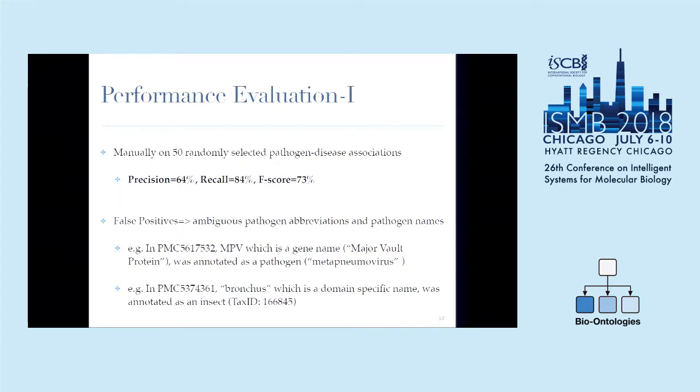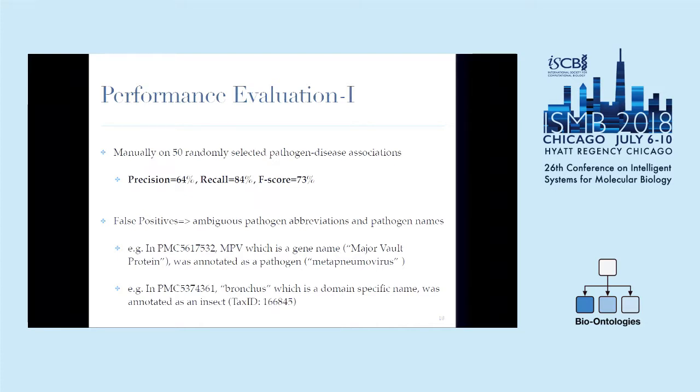We did some evaluations on our extracts. So we manually analyzed 50 pathogen disease associations, and we estimated precision as 64%, recall as 84%, and F-score as 73%.